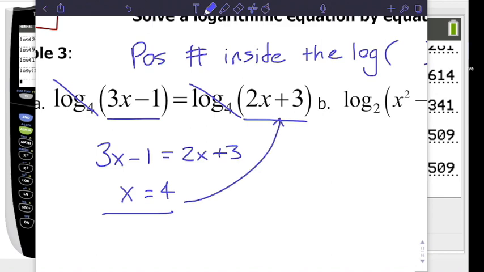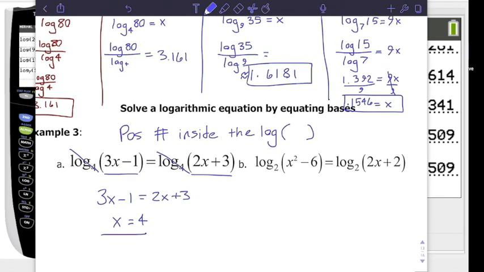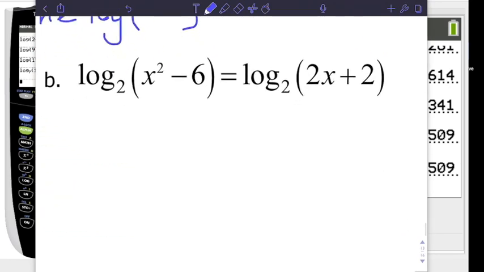Let's double check this one. 4 times 2 is 8. 8 plus 3 is also 11. We can do the log of 11. So just watch out here. I bet you we're going to have an example where it doesn't work out in just a moment. So let's see what's going on with this one.